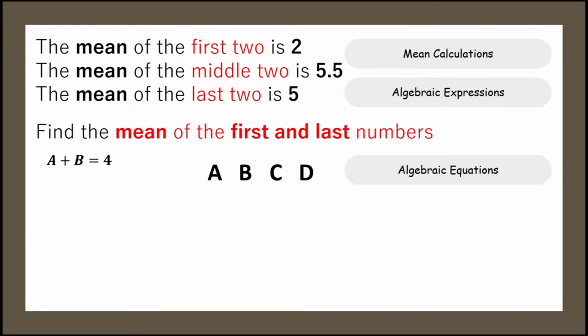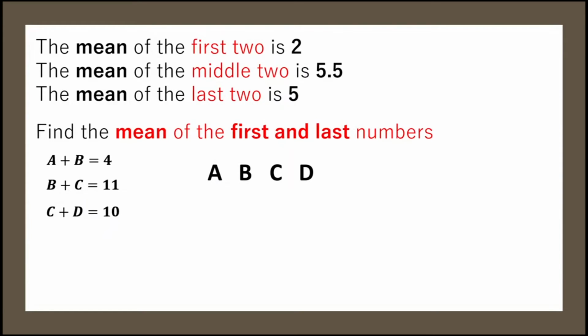Let's think about these middle 2. The mean of the middle 2 is 5.5. Similarly, B plus C divided by 2 equals 5.5. It will likely be more useful to write this as B plus C, the total of the 2 numbers, equals 11. And lastly, if these 2 have a mean of 5, that means C plus D is going to equal 10.